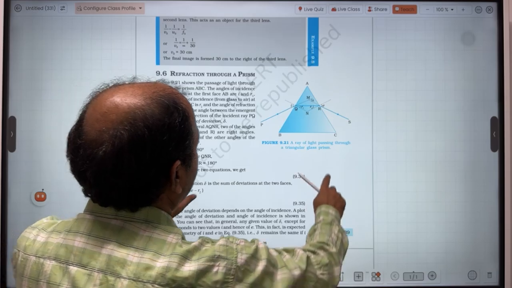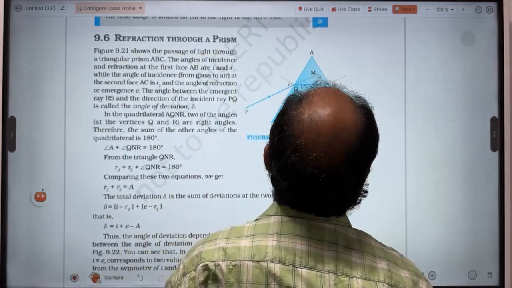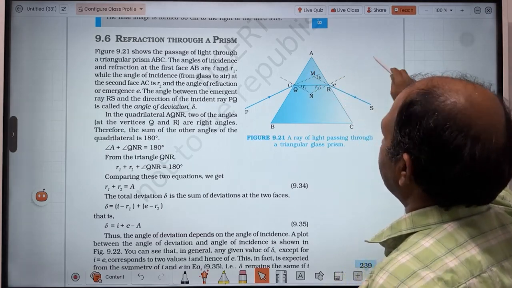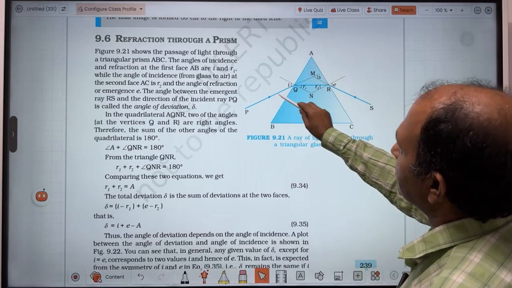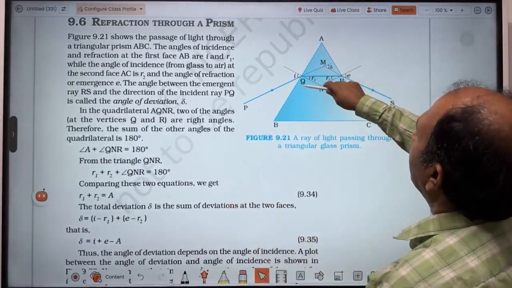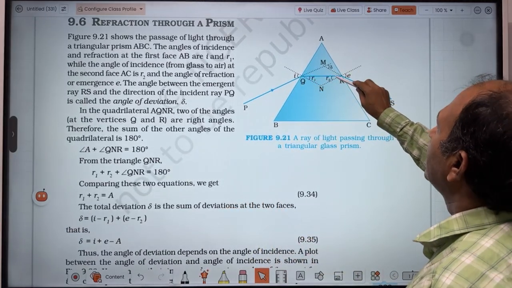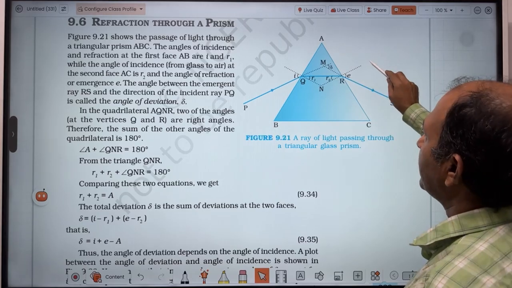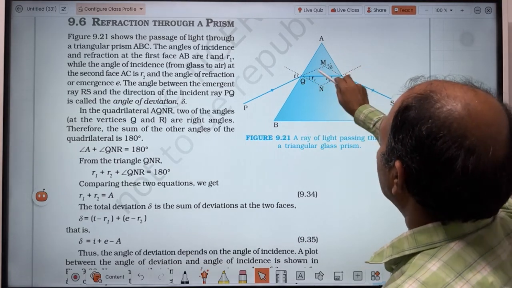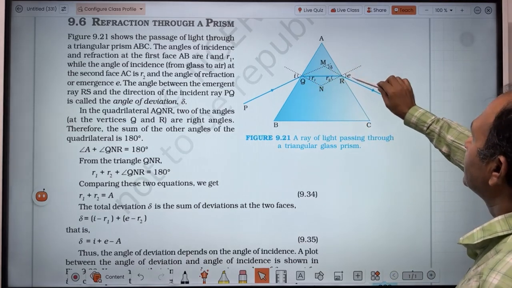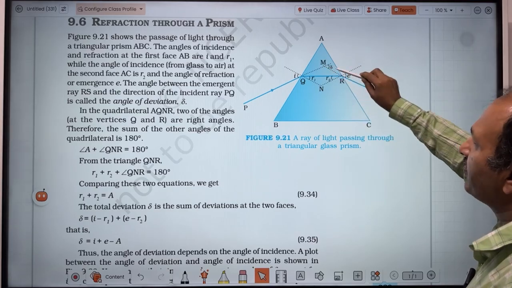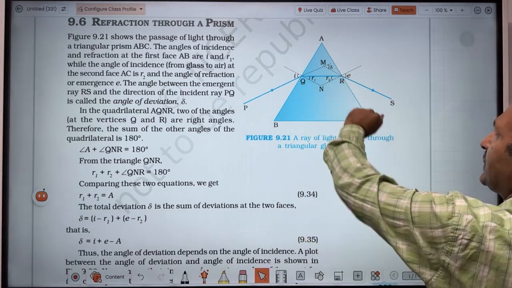In case of a prism, if you remember, this is the angle of prism, this is the normal, this is the second normal, and this is the incident ray. This angle is the angle of incidence, right? And this will be the angle of refraction. Here this is also an angle of refraction, this is the angle of emergence. And if we consider that this ray goes undeviated, it will follow this path, and this is the emergent ray. If we extend it backward, they meet at point M, and here the angle of deviation is formed.